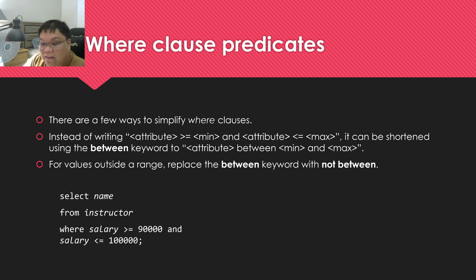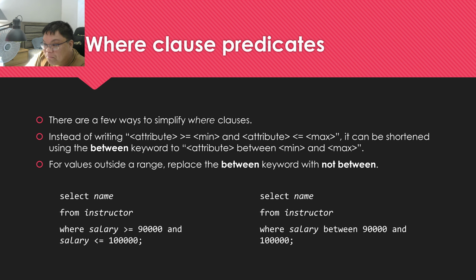So select name from instructor where salary is greater than 90,000 and salary is less than 100,000. That's a mouthful, just the where clause. We can simplify it to where salary between 90,000 and 100,000.